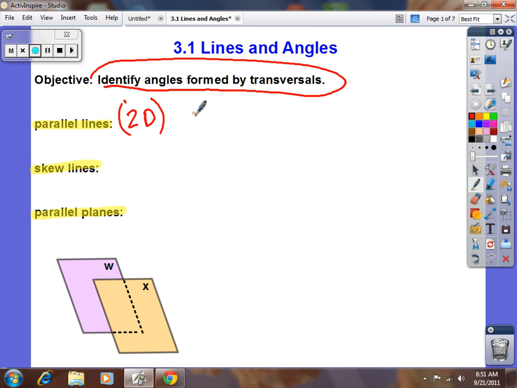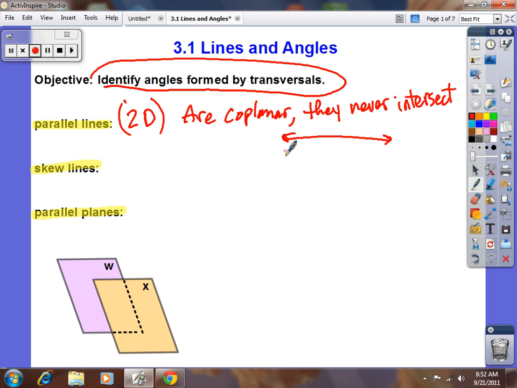Two-dimensional means this: they are coplanar. They're in the same plane. Write it down. So 2D is two-dimensional, they're coplanar, and they never intersect. So what do they look like? Train tracks. They look like train tracks, but this is huge. They are coplanar. That means they're in the same plane.